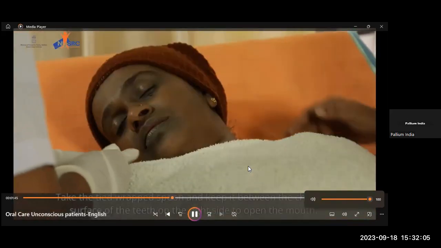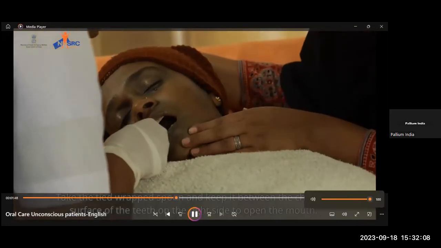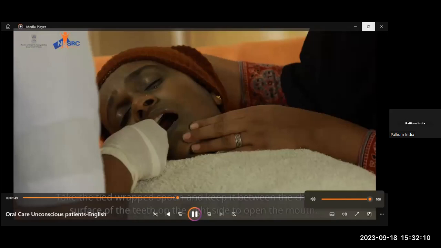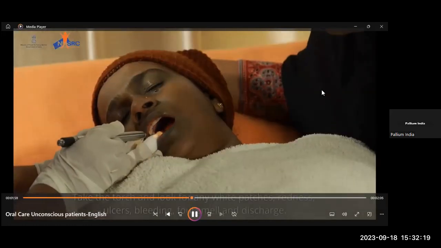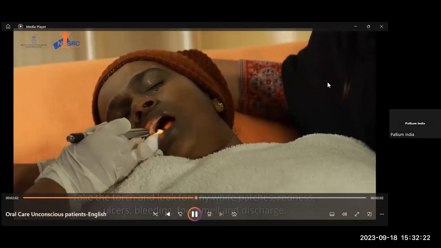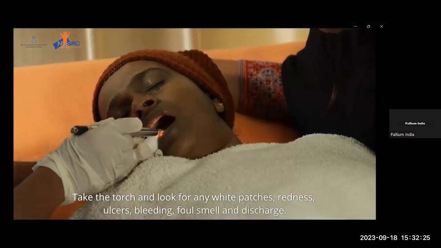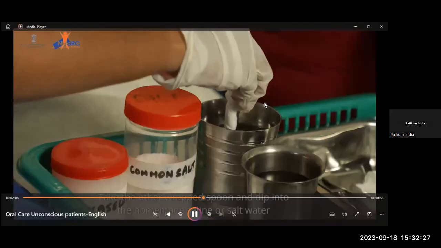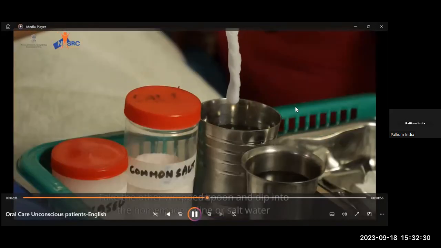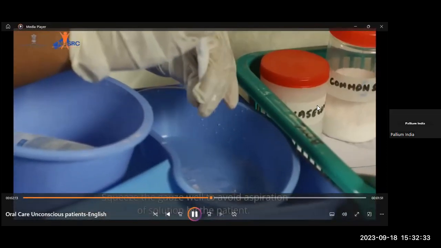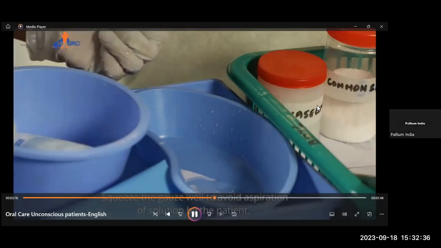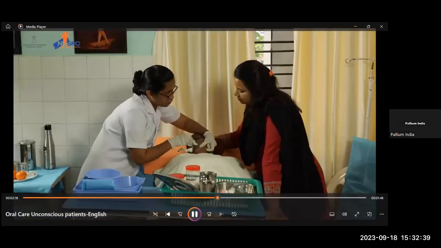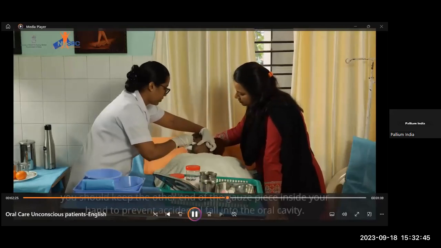Take the wrapped spoon and keep it between the chewing surfaces of the teeth on the right side to open the mouth. Never use your fingers to open the patient's mouth, as they may bite your fingers. Take the torch and look for any white patches, redness, ulcers, bleeding, foul smell and discharge. Take the other wrapped spoon and dip it into the homemade saline or salt water. Squeeze the gauze well to avoid aspiration of solution by the patient.